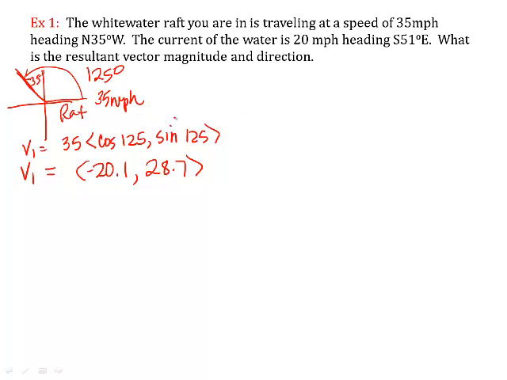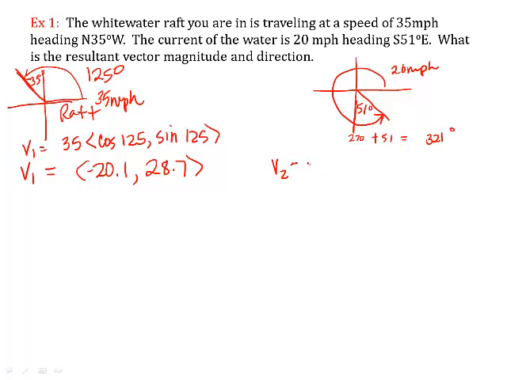Now, to move ahead, I need to find the vector for the current of the water. It's going southeast, so it's 51 degrees here. So I need to know the angle from 0. Well, if this axis is 270, I'm just going to add 51, which is going to give me 321 degrees. The speed was 20 miles per hour. So to find this vector, I'm going to do 20 times the cosine of 321, and 20 times the sine of 321.